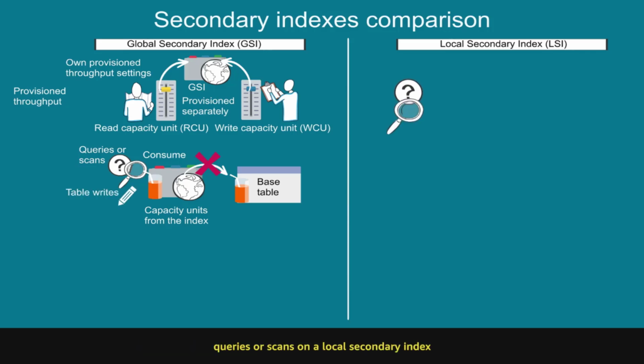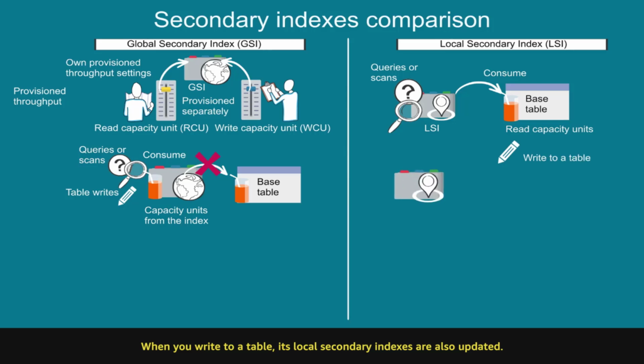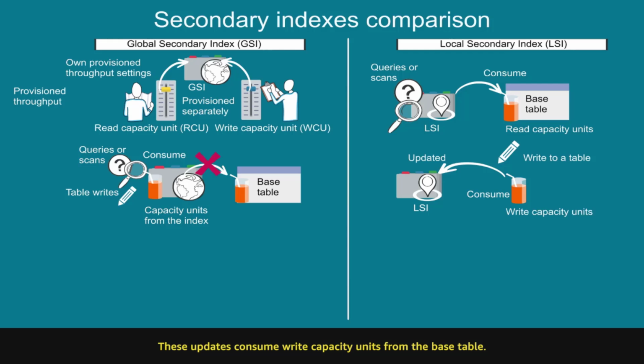On the other hand, queries or scans on a local secondary index consume read capacity units from the base table. When you write to a table, its local secondary indexes are also updated. These updates consume write capacity units from the base table.